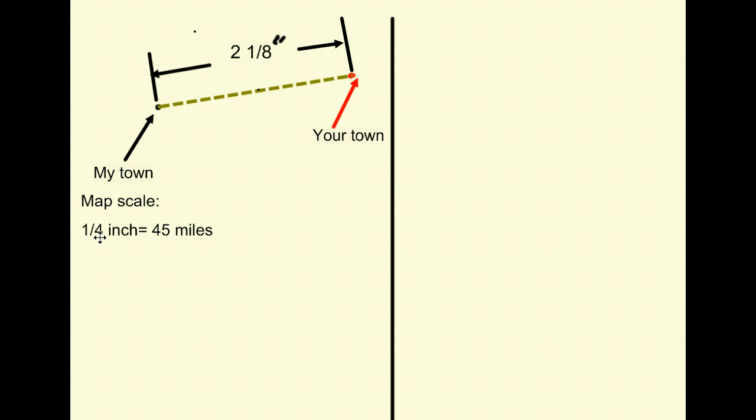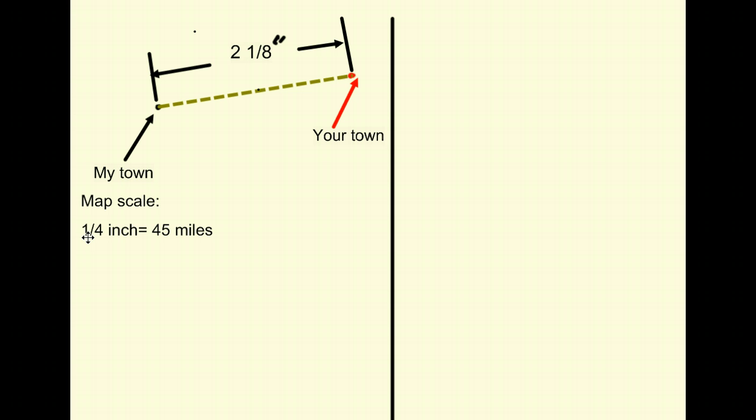And the scale is some number, 1/4 inch equals 45 miles. That's just the scale I picked. Okay, it could be anything. In the city, it could be 1/2 inch equals 25 miles. In another town, it could be 1/8 inch equals 75 miles. So it's according to the map. But let's see how we calculate that distance.